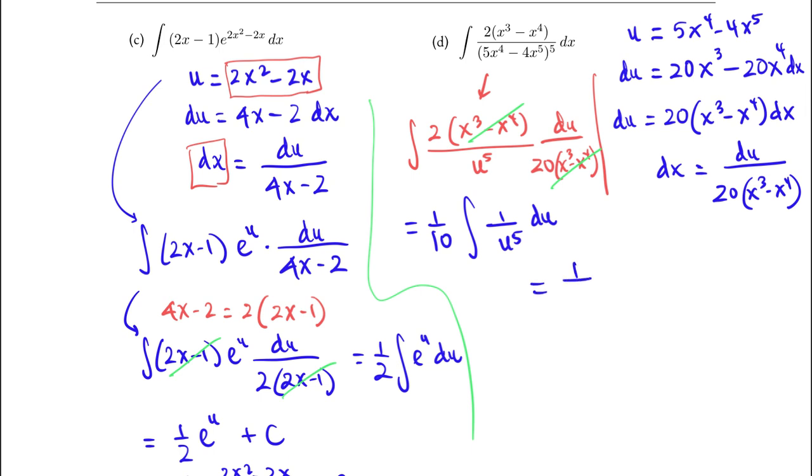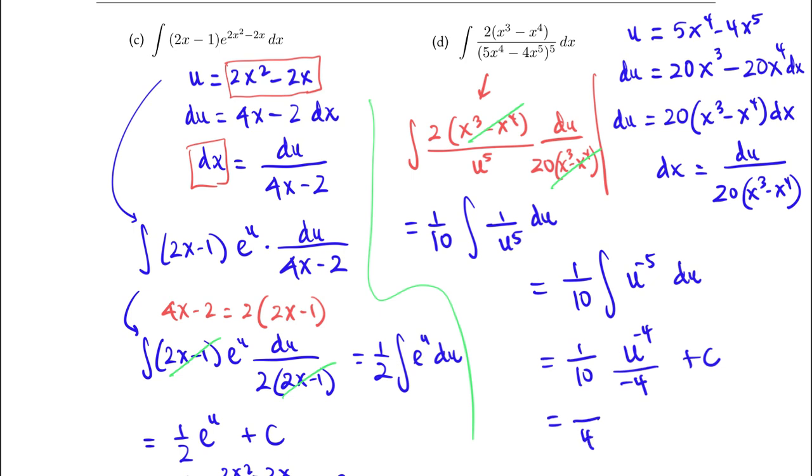Rewrite 1 over u to the fifth as u to the negative 5. This is a power. The antiderivative of u to the negative fifth power: we add 1 to the power, so the power is now negative 4. We divide by the new power right away. In the denominator, 10 times negative 4 is negative 40. And so the constant multiple is now negative 1 over 40, u raised to the negative 4 power plus c.